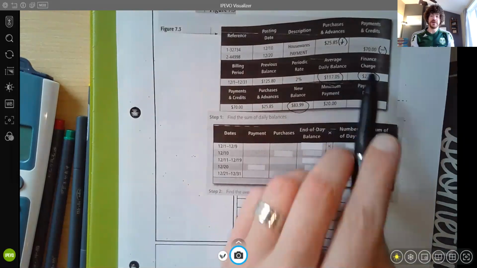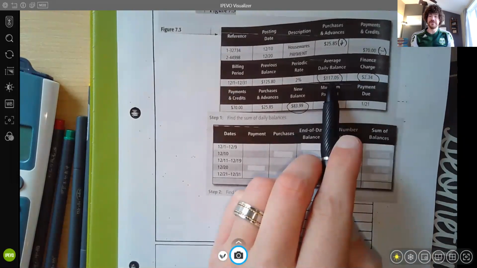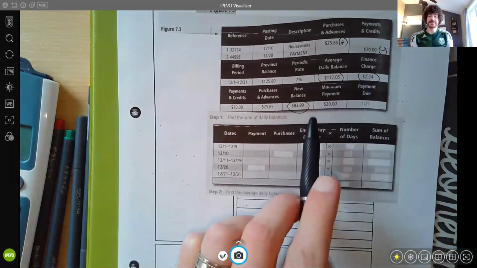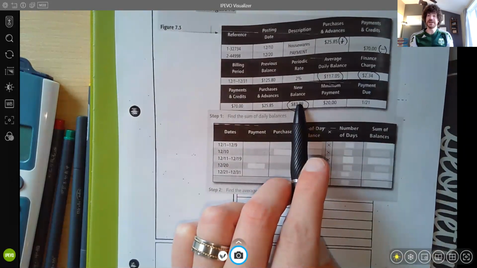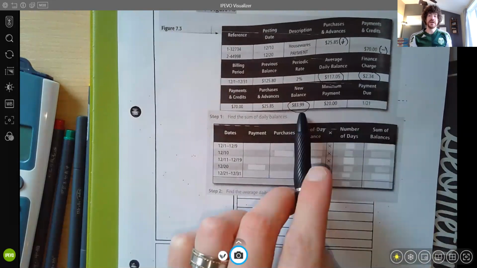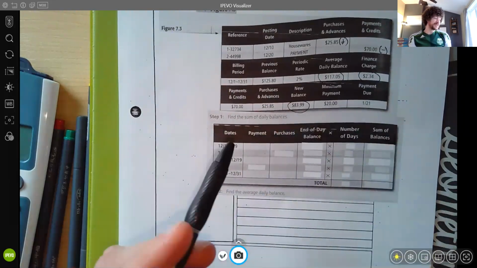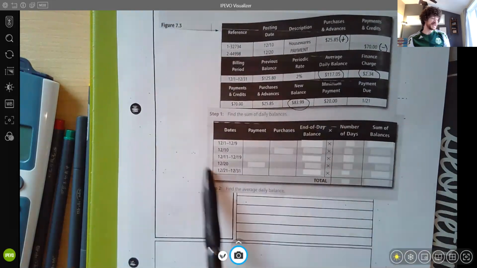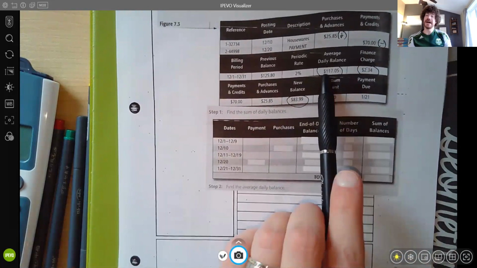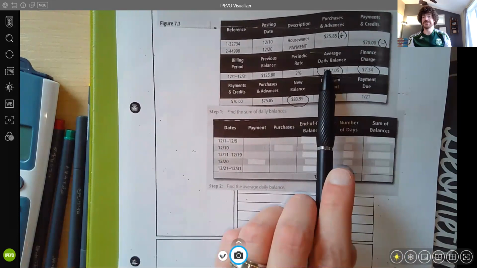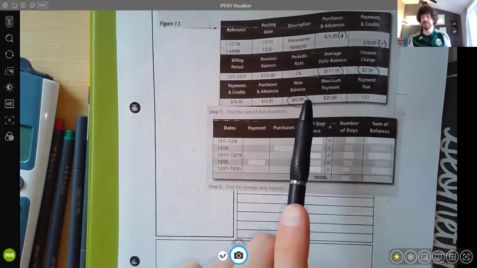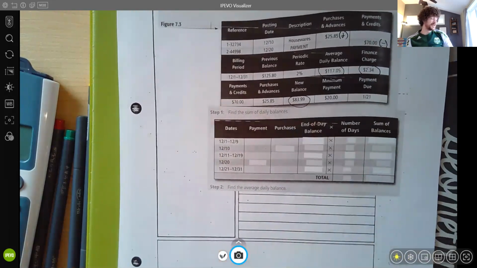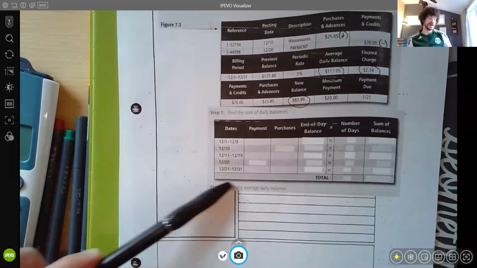So the only three things that we need to be calculating here are the average daily balance, the finance charge, and the new balance. These are the answers for this first problem here, but we will not be given these on pretty much anything else. So right here, this table is what we're going to be using to calculate the average daily balance. Once we have that, the other two things, the finance charge and the new balance, will be pretty straightforward. But the thing that we're really learning how to do today, the new part of this, is calculating the average daily balance.